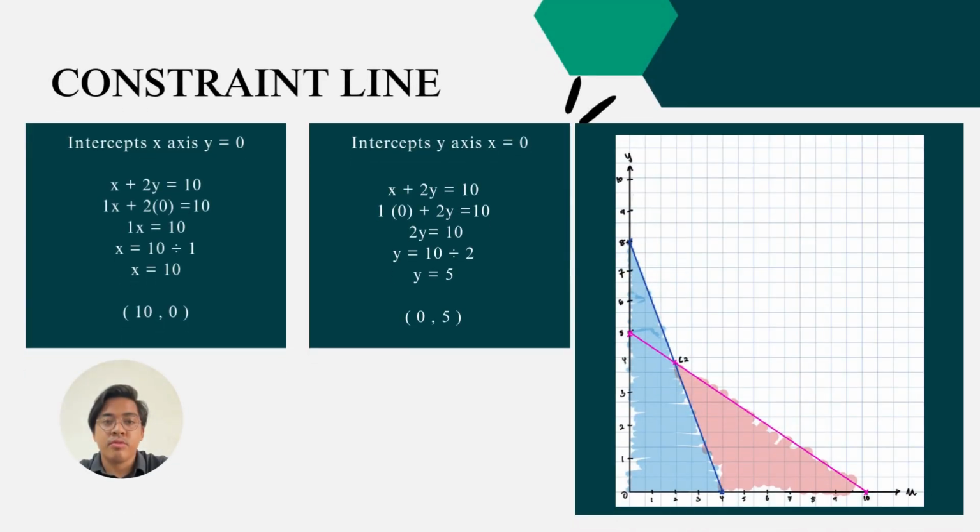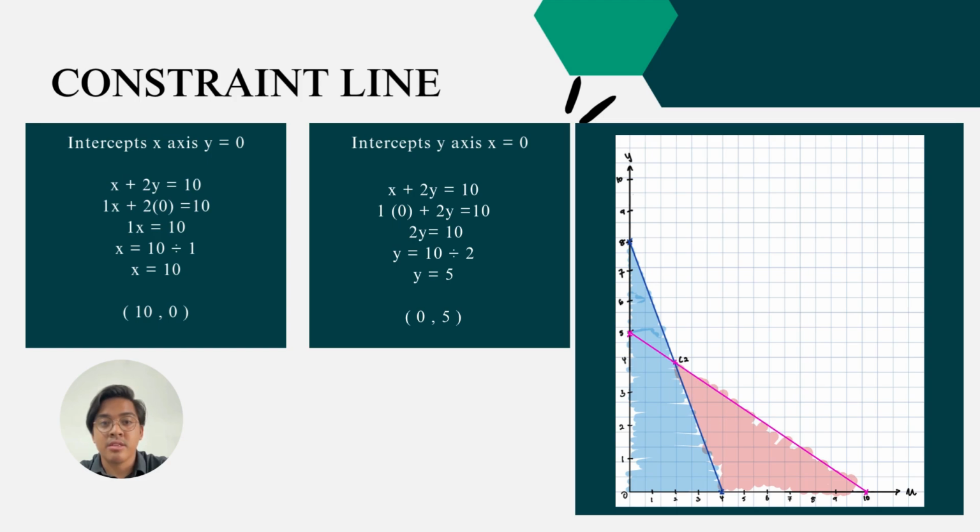Now let's move on to adding a second constraint to our graph. This time we're working with the equation x plus 2y equals 10. As before, we start by finding the intercepts to help us draw the line. First, for the x-intercept, we set y equal to 0. Substituting into the equation, we get x plus 2 times 0 equals 10, which simplifies to x equals 10.